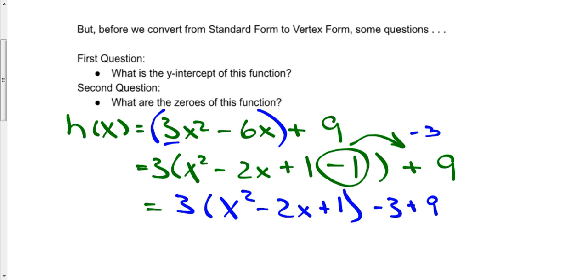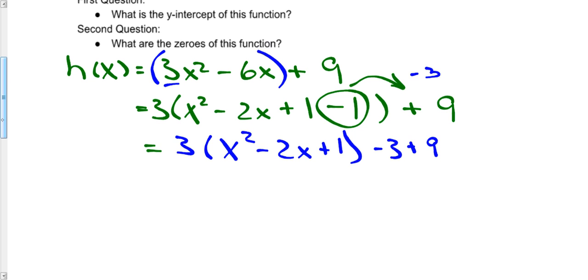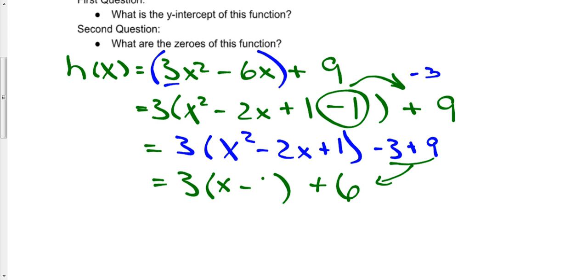Now, can I factor the stuff in the parentheses? Oh, plus 6, right? This 6. But how does this factor? Who can factor that? Can you factor, Bonnie? x minus 1 squared.